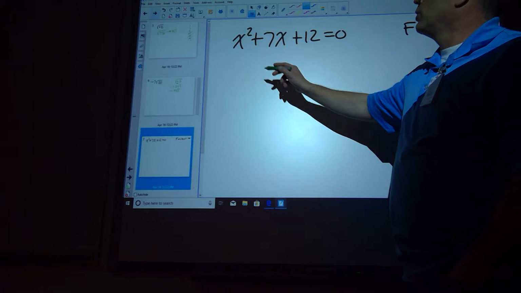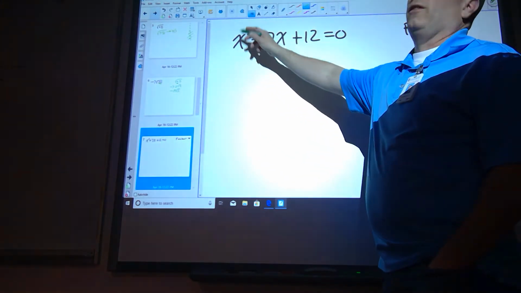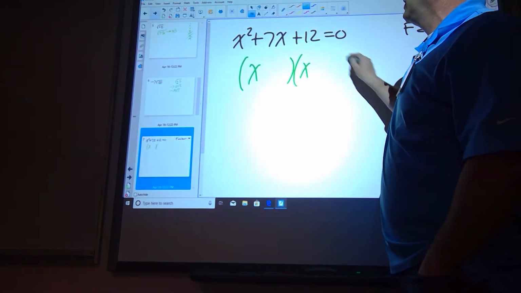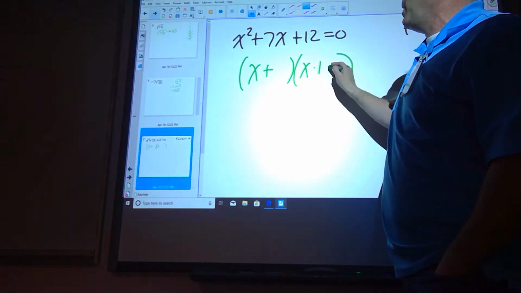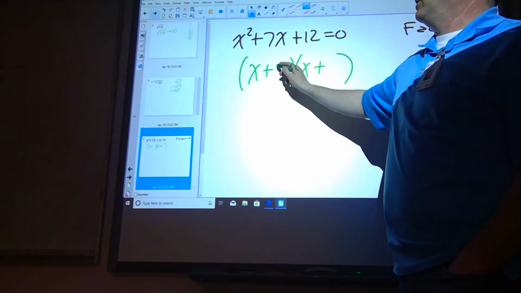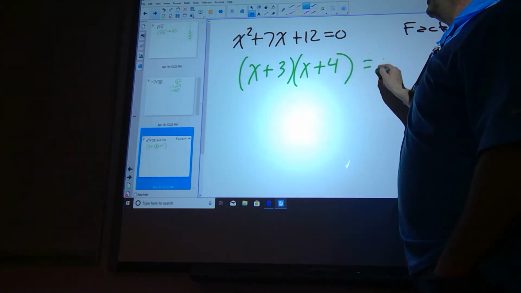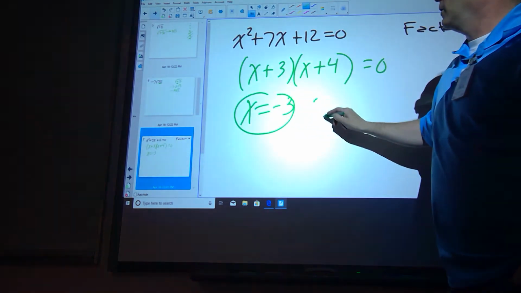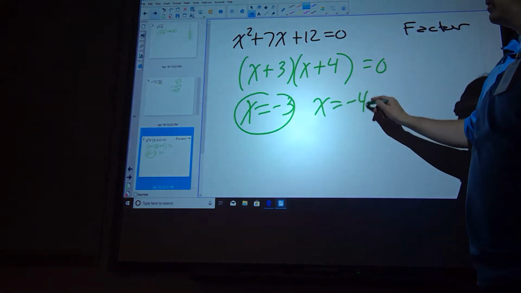So if we go and factor, the quick way to do it, if the lead coefficient is 1, is to say, hey, I have x and x. If everything's positive, you have positive and positive. The factors of 12 that add to 7 are 3 and 4. These are equal to 0, so this gives me x equals negative 3. This gives me x equals negative 4.